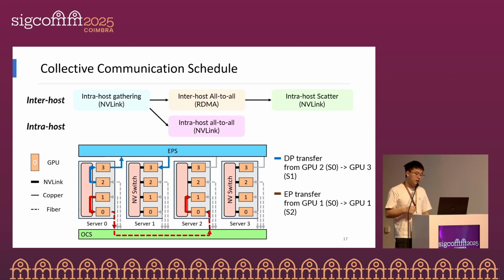So here is a concrete example of how MixNet operates. We take the red line of the example. It shows the EP transfer with indirect forwarding. First, one GPU in server 0 wants to talk with one GPU in server 2. So it first figures out that the gateway GPU is GPU 0. Then it first gathers the outbound data to GPU 0, then leverages RDMA to transfer the data between the two GPU 0s, and the final step is to dispatch the data from GPU 0 to GPU 1, the final destination. This works similarly for the blue line, which depicts the DP transfer.